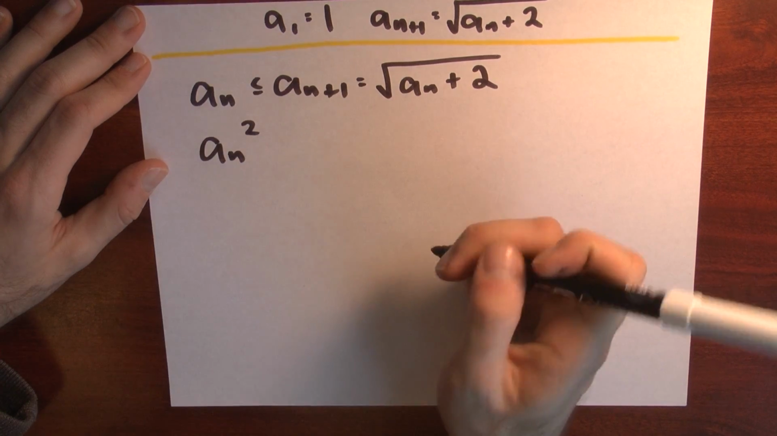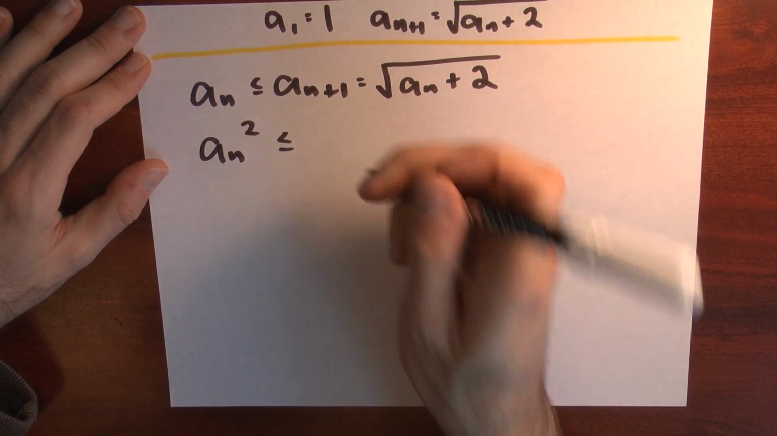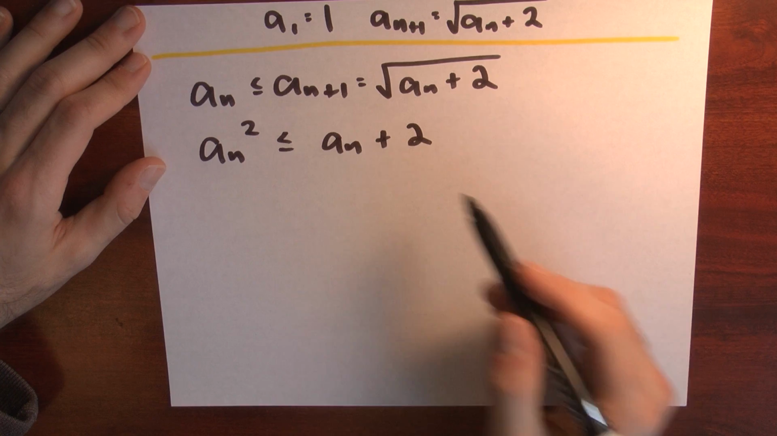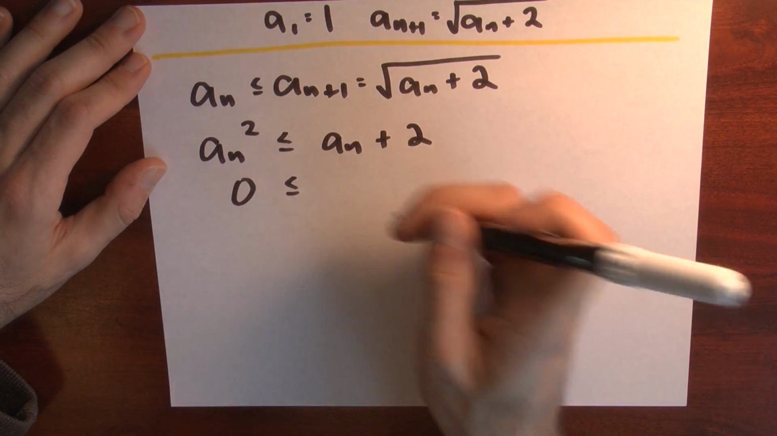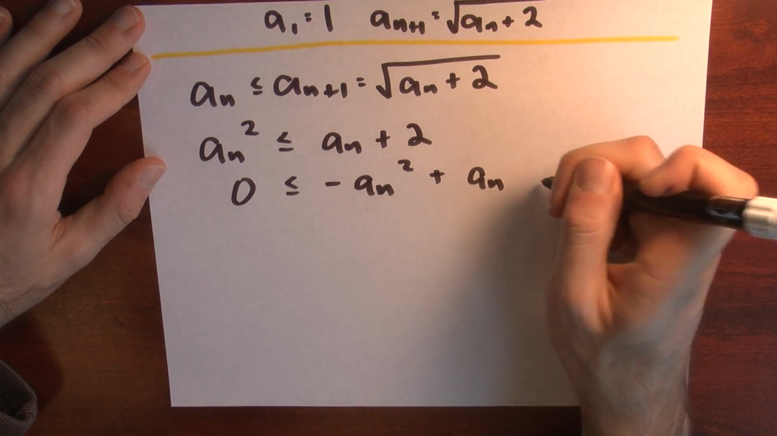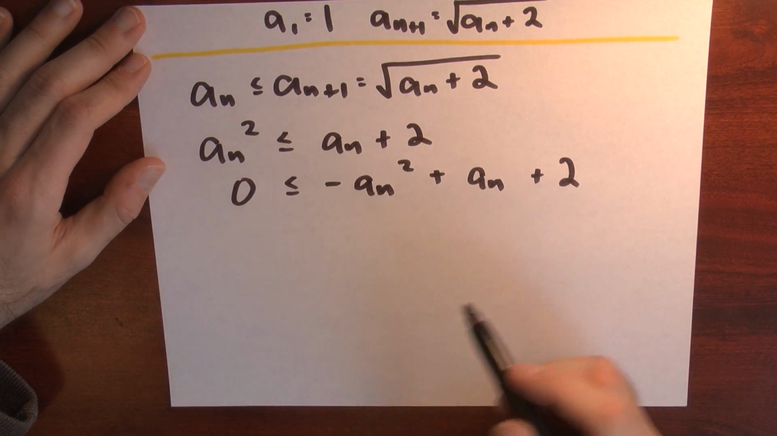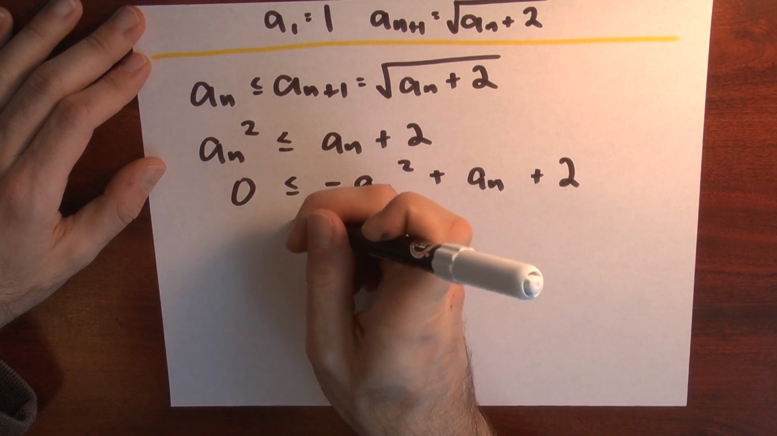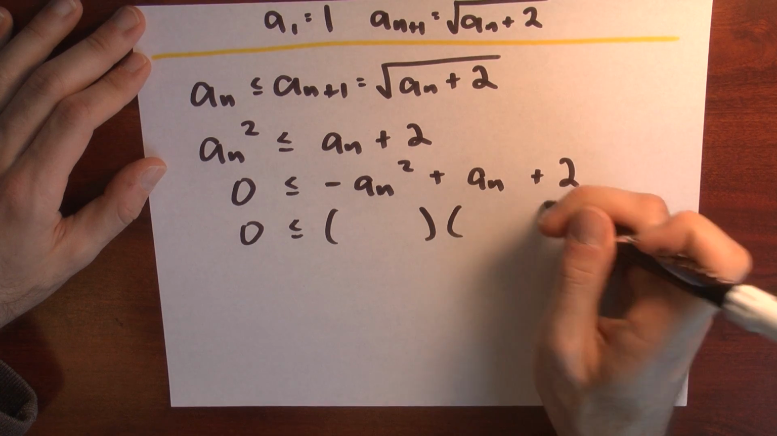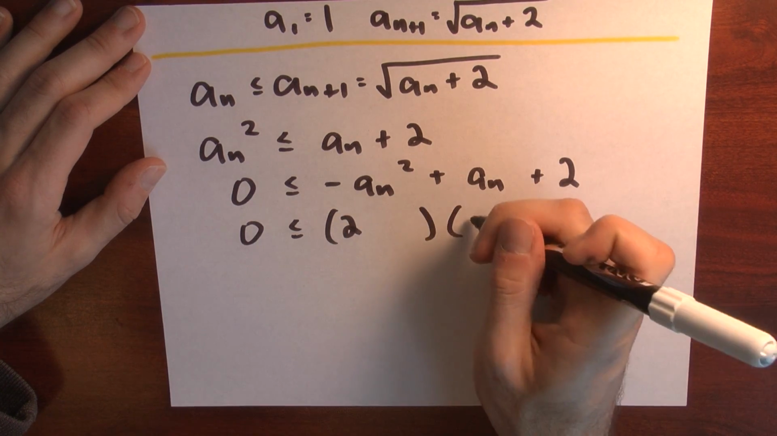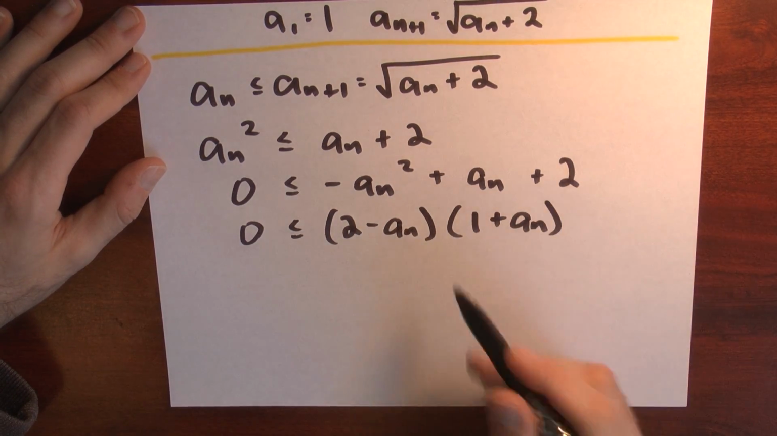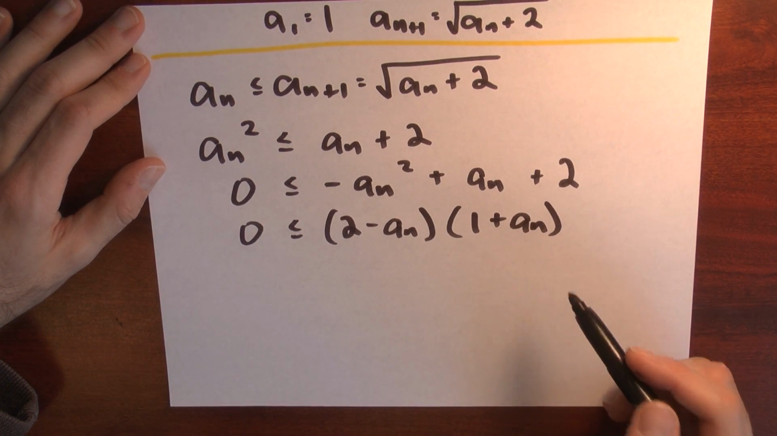So I'm wondering, is a sub n squared less than or equal to a sub n plus 2? I'm going to subtract a sub n squared from both sides. So I'm wondering, when is negative a sub n squared plus a sub n plus 2 non-negative? Now I can factor this. This is asking, when is 0 less than or equal to, how does this factor? I've got a 2 there, so I'll write a 2, 1, (2 minus a sub n)(1 plus a sub n) is how this quadratic polynomial factors.